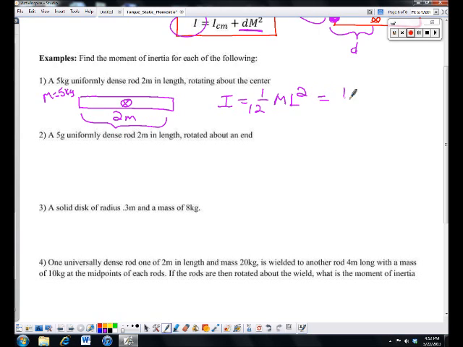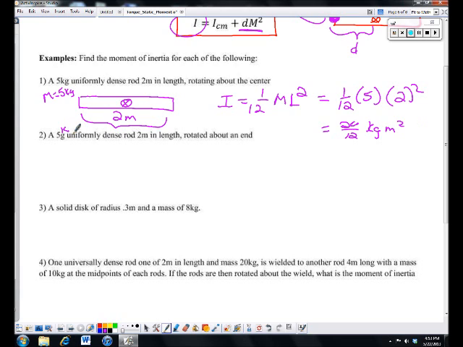So 1/12, my mass of 5, my length of 2 squared, that's 4, that's 20/12ths. And we'll leave it at that. I guess you could write 10/6 if you want. We'll leave it as 20/12ths though.